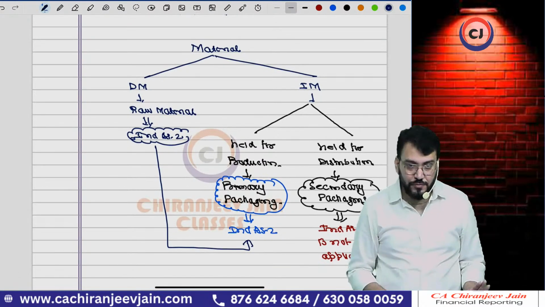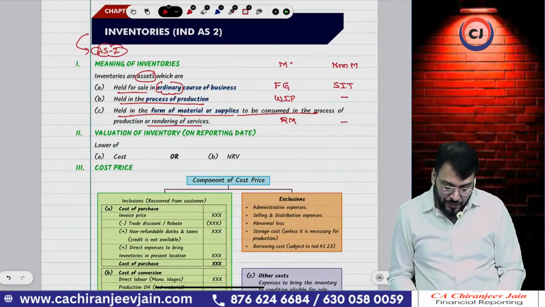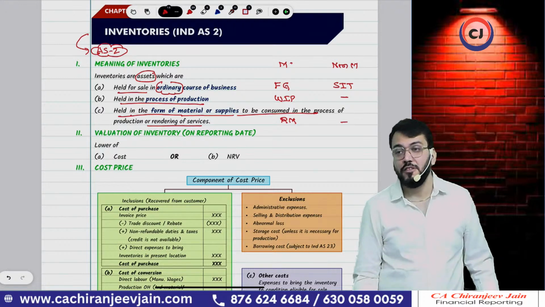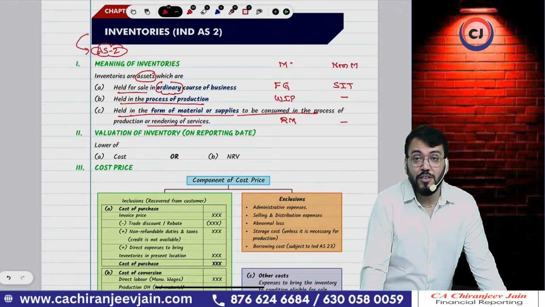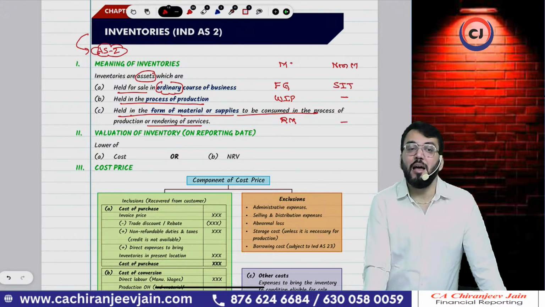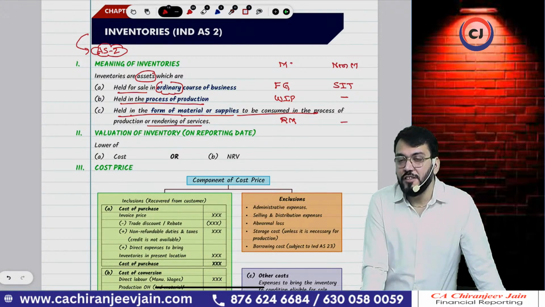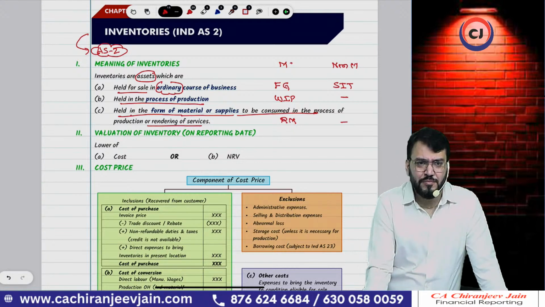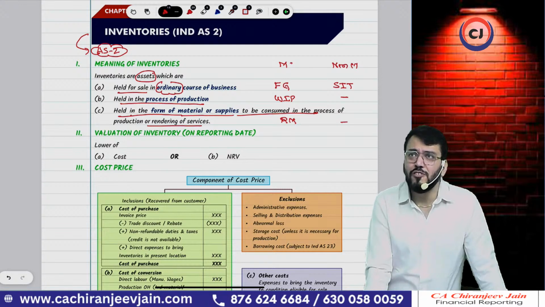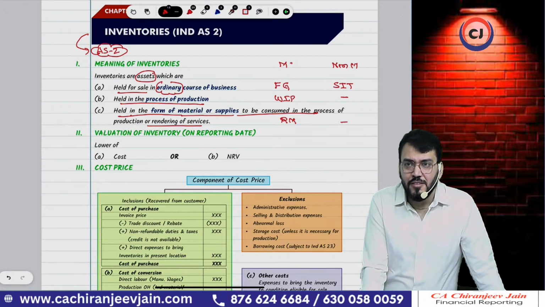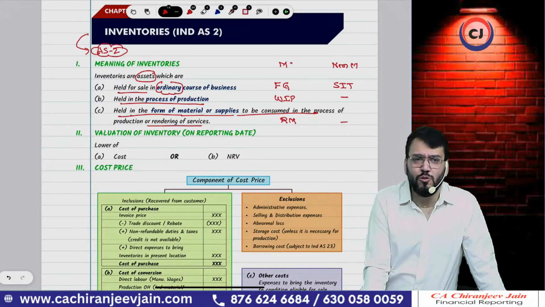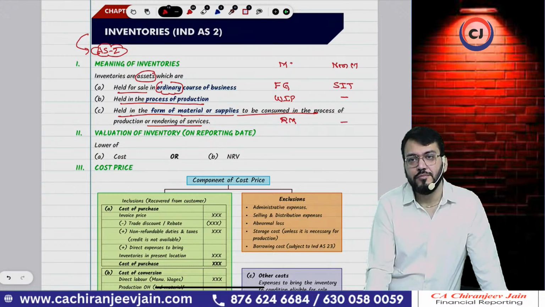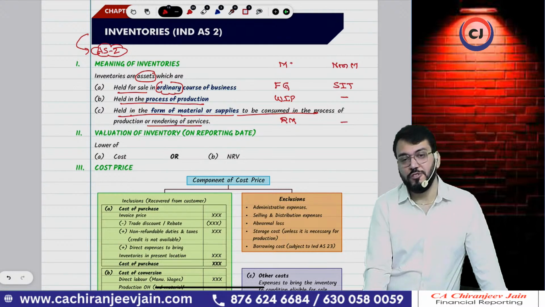Okay, sir. Now understood. Now one more point, one more clarification required. Held for sale in the ordinary course of business. Now one doubt will come: what do you mean by ordinary course of business? Suppose I have a projector. This is my projector, and now I don't require this projector because I'll buy a new projector. So this will also be held for sale. It is in good condition. It can be sold. So whether this projector will become inventory, correct? What is the meaning of ordinary course of business?